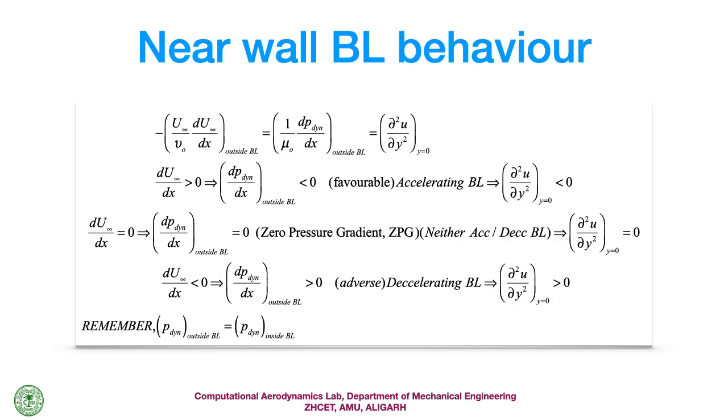Now you must also remember that whatever is the pressure outside the boundary layer is basically the same inside the boundary layer, and that is because the momentum equation for the y direction reduces to del p over del y equal to 0. So there is no pressure gradient in the y direction. Therefore, whatever is the pressure outside the boundary layer will be inside the boundary layer also.